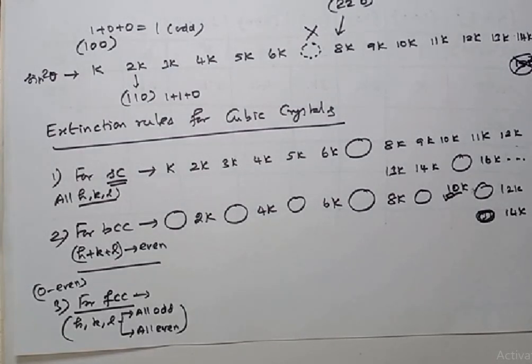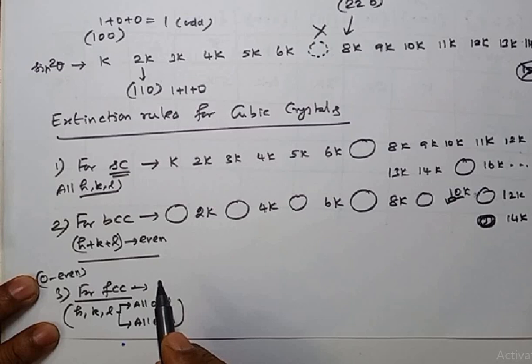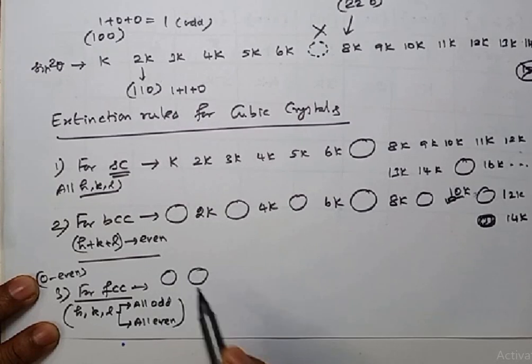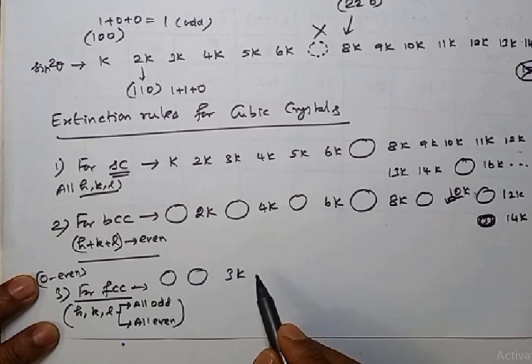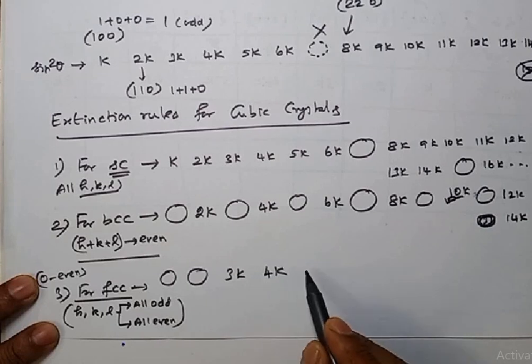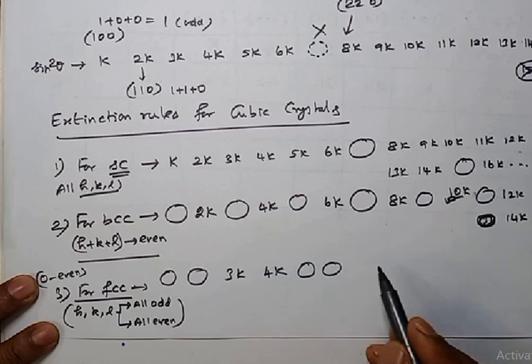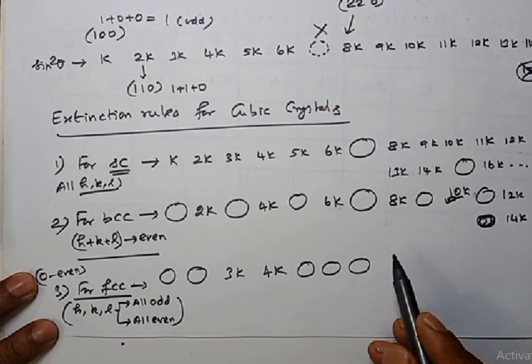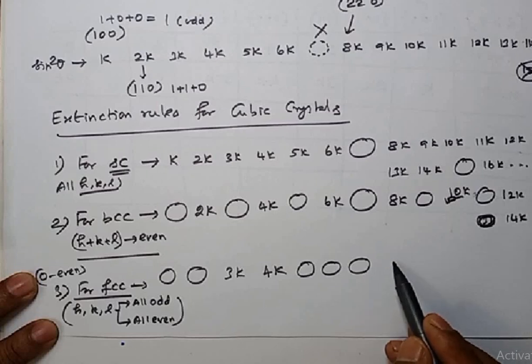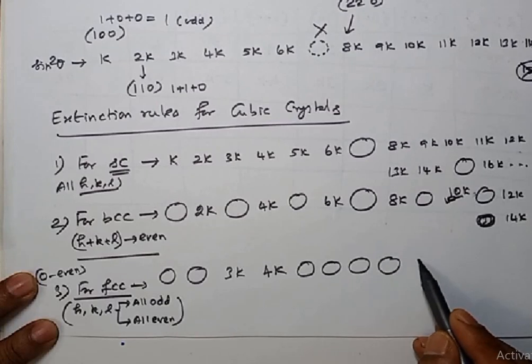Now for FCC, this is very important. For FCC, you won't get a signal for 1K and 2K. The first signal will appear for 3K. Then 4K will get a signal, and no signal for 5K and 6K. Obviously, definitely cubic crystals won't give a peak at 7K. Then no signal for 8K, and we get a signal at 9K.